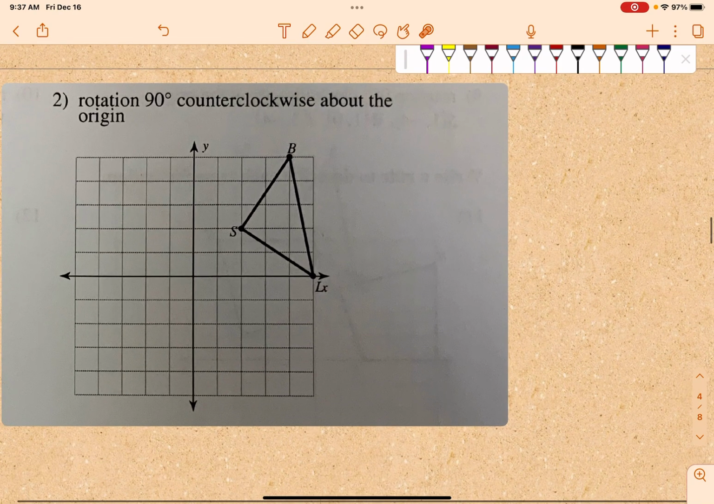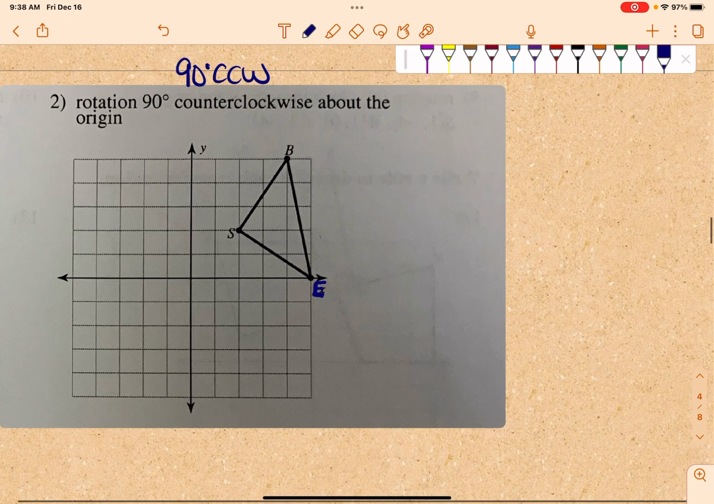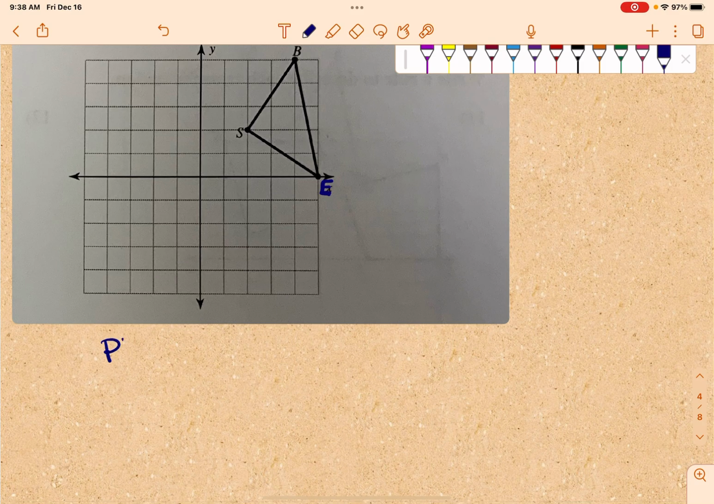So this one is rotate 90 degrees counterclockwise. So that means it's going to be 90 degrees counterclockwise around the origin. And I have 3 points. I have B, S. I think it's kind of hard to read this. This is actually E. So let's talk about those 3 points. So if I go to make my table, I'm going to have my pre-image and my image.